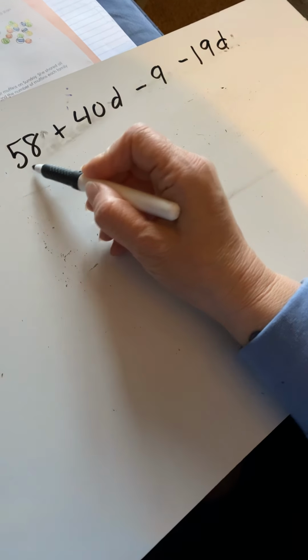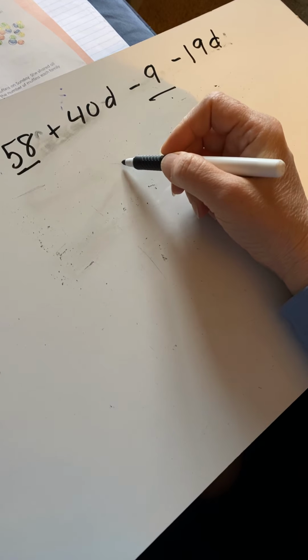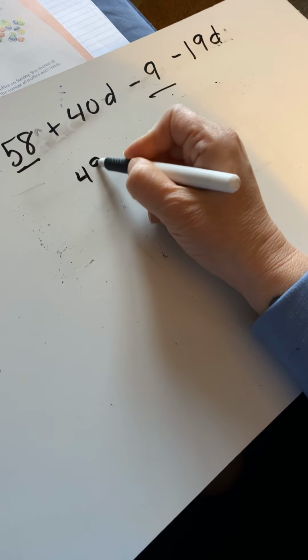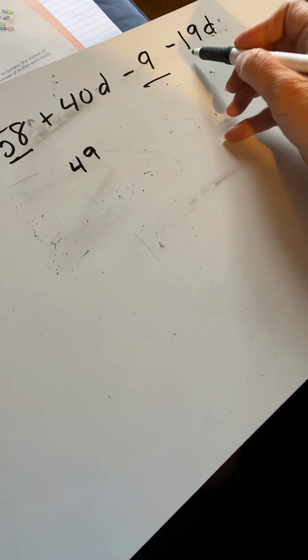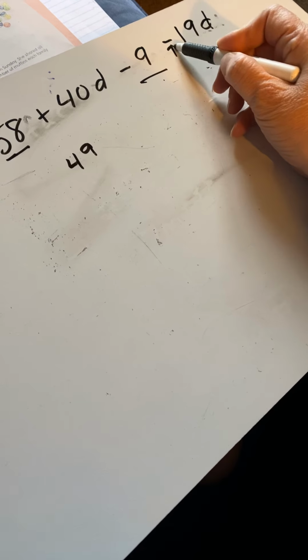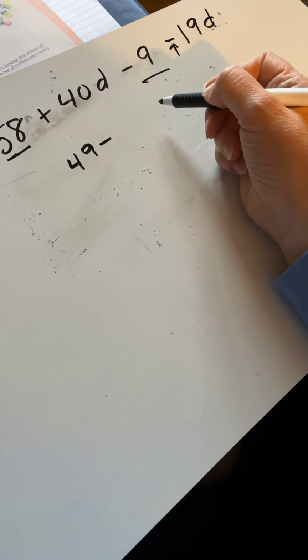Combine like terms. All right, so 58 minus 9. What is that, ladies and gentlemen? Then we've got 40 minus 19. Remember, it's minus 19 because the sign in front goes with the term. So 40 minus 19. What is that?